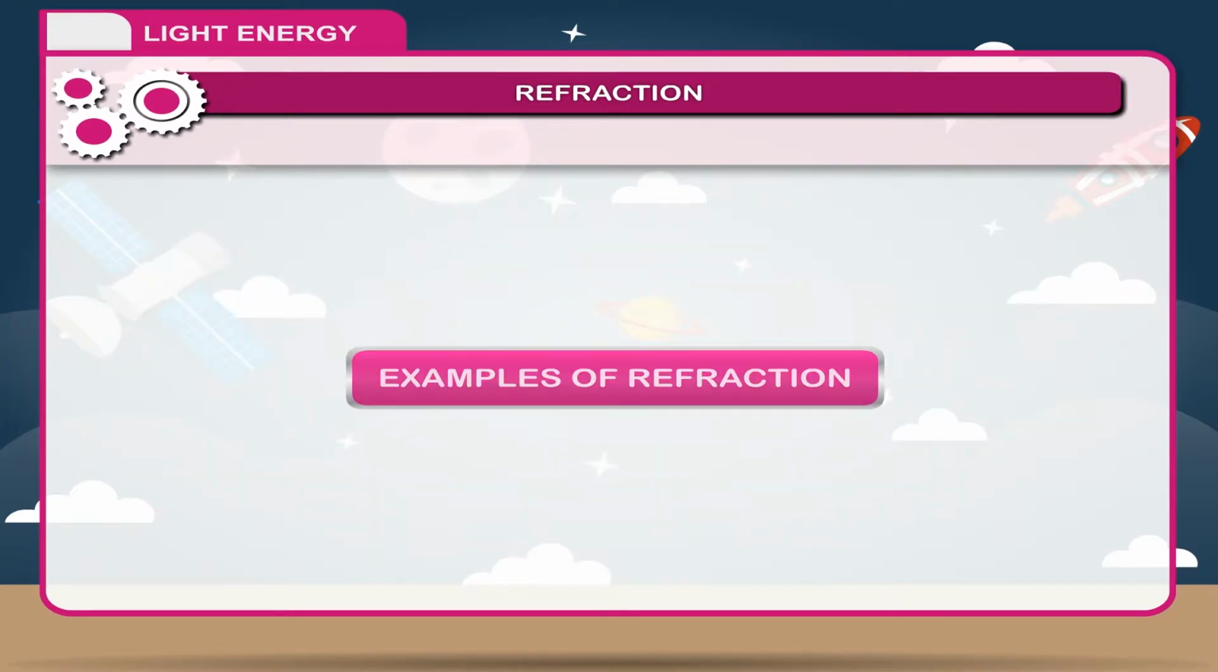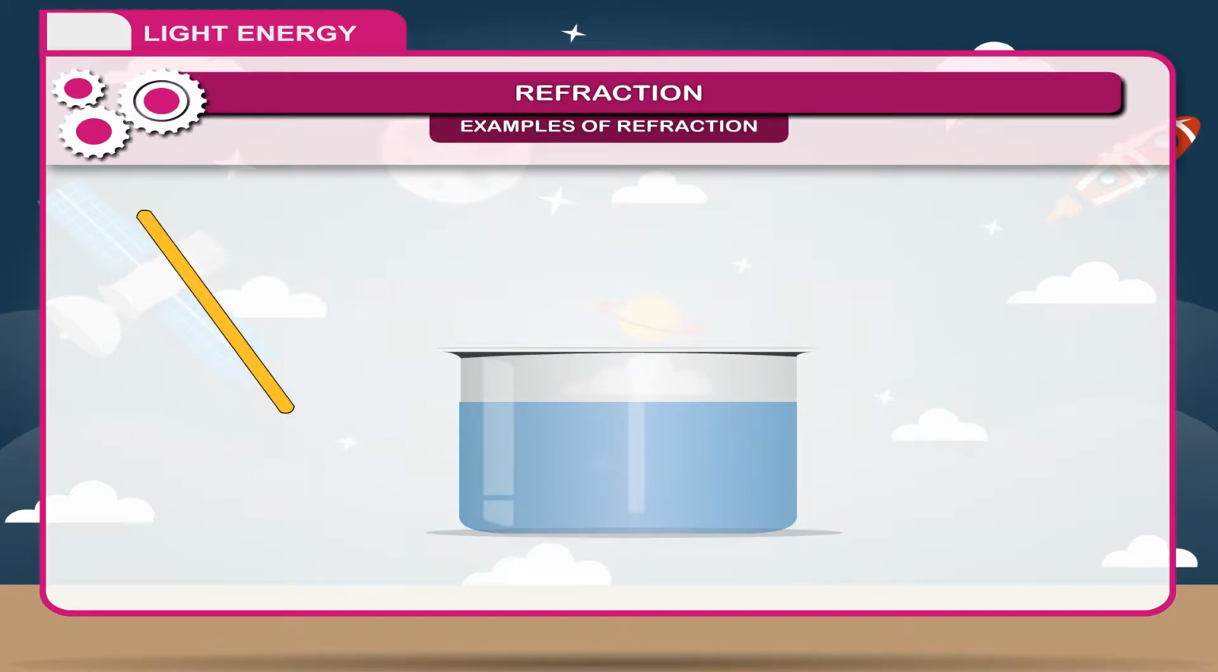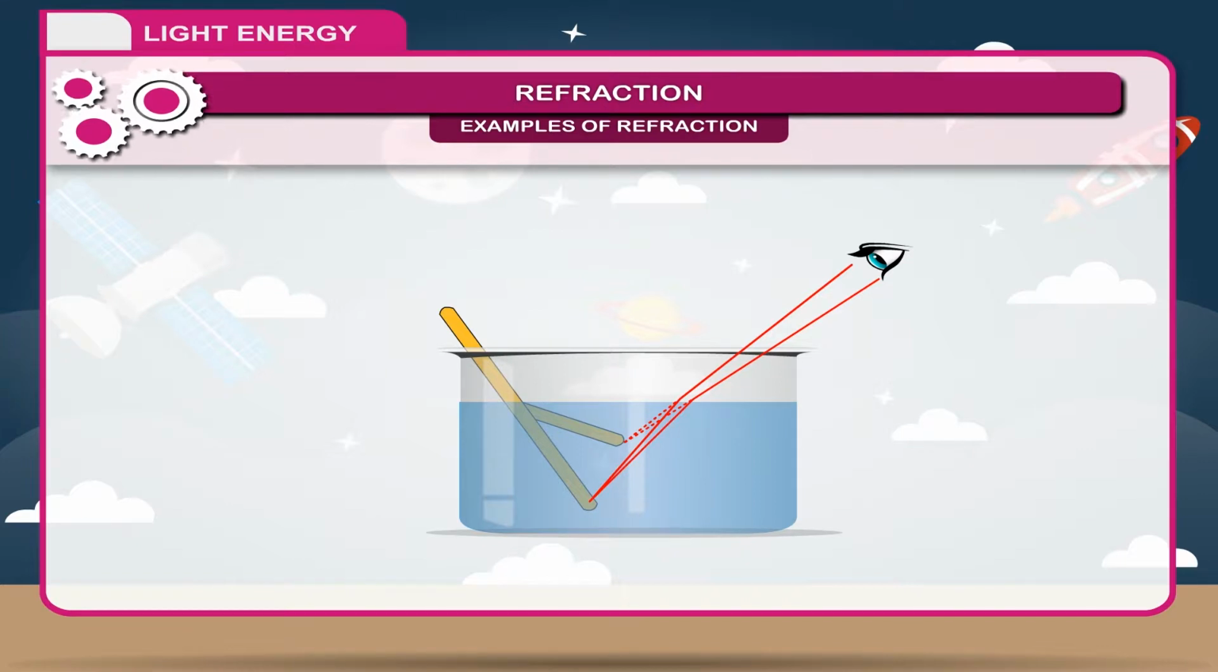Examples of refraction. 1. A stick placed obliquely in water appears to be bent and short. This happens due to refraction. Let us consider a stick APO. The rays of light coming from the APO of the stick suffer refraction at the surface of water and bend away from the normal. Our eyes cannot follow this bent path of light. So, the light rays appear to come from the virtual image O'. So, the stick appears to be bent and short.